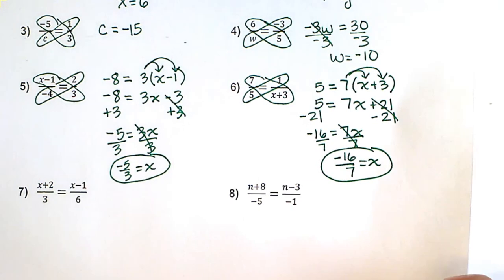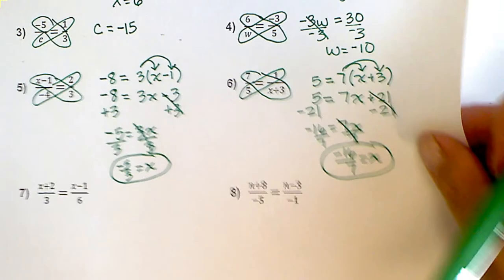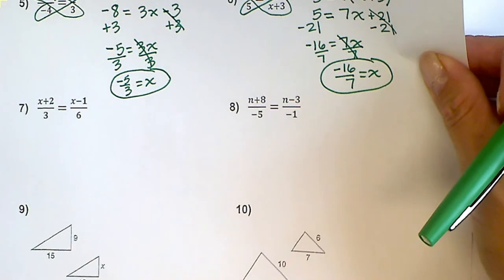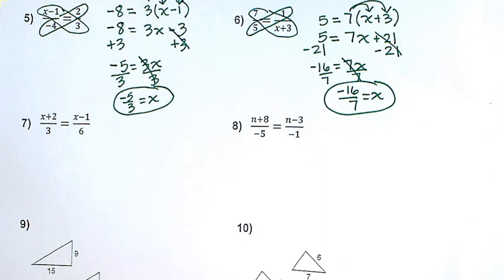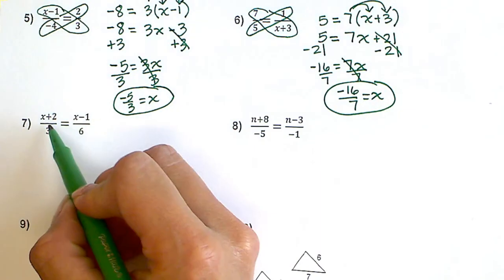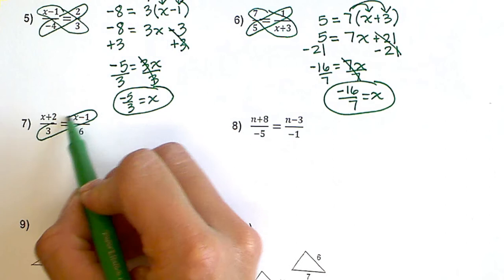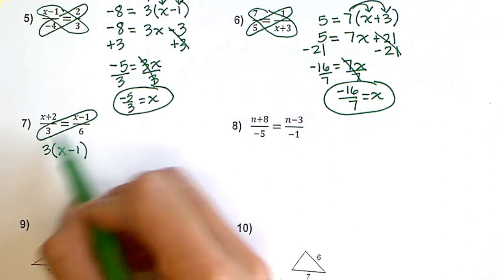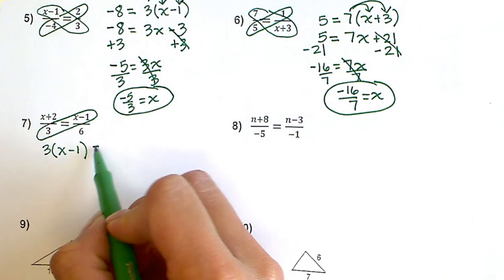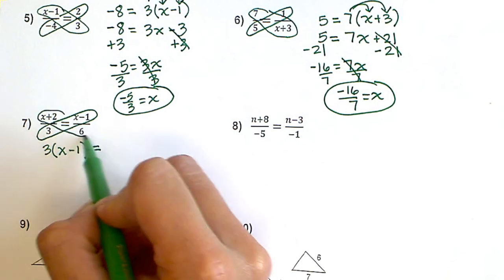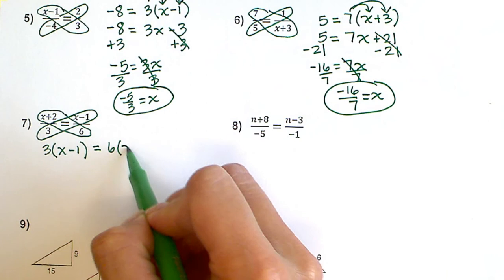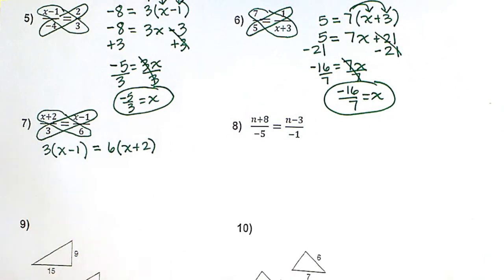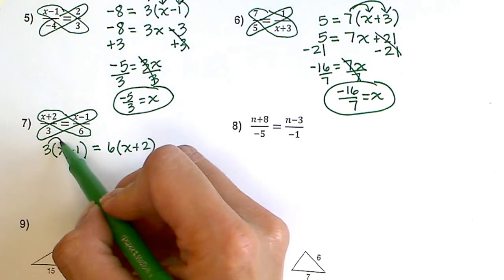Okay, let me do examples 7 and 8, and then we will save example 9 and 10 for the next video. For number 7, we're going to do the cross product of 3 times the quantity x minus 1, don't forget to put it in parentheses in order to distribute, equals the cross product of 6 times the quantity x plus 2. So now we've got to do the distributive property on the left, the distributive property on the right, and then we're going to solve this multi-step equation.